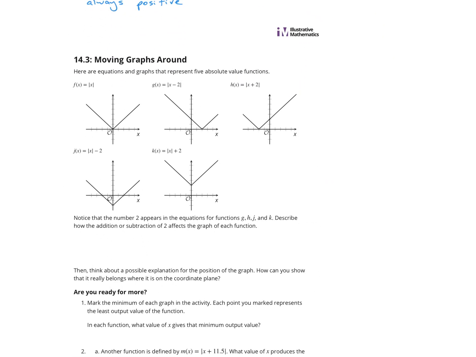So for activity 3, it says here are equations and graphs that represent 5 absolute value functions. Notice that number 2 appears in the equations for functions g, h, j, and k. So for example, function g is the absolute value of the difference of x and 2. Function h is the absolute value of the sum of x and 2. Function j is the absolute value of x minus 2. And k is the absolute value of x plus 2.